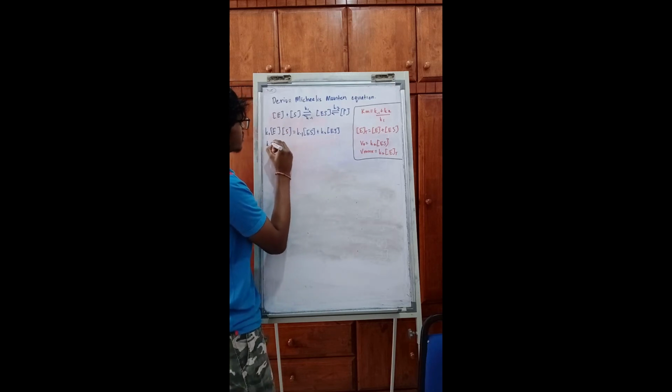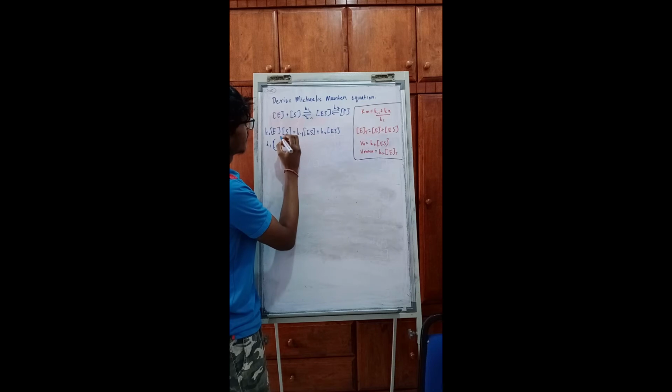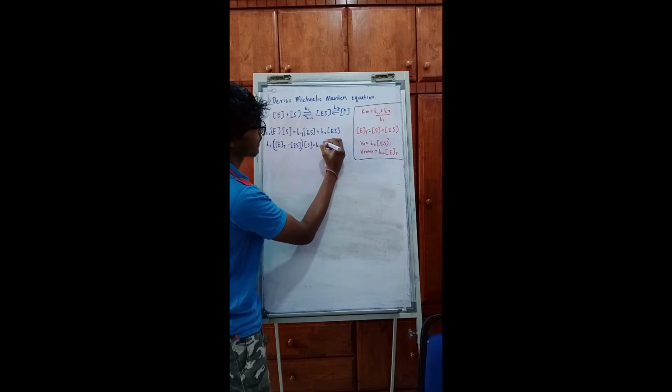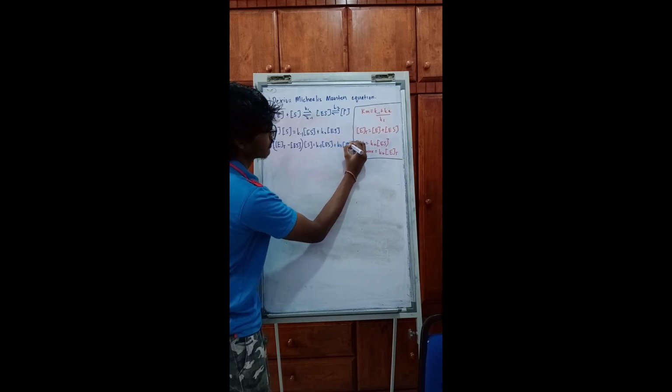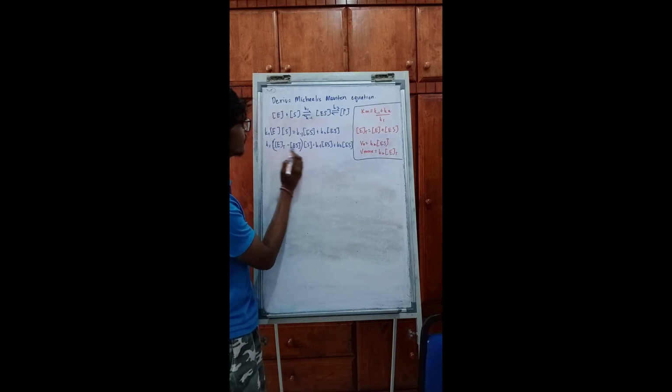So K1 E stands for, make it as big parentheses, enzyme. So total enzyme concentration minus enzyme substrate concentration, bracket substrate, equals to, we just repeat this. Done. So next, solve this.